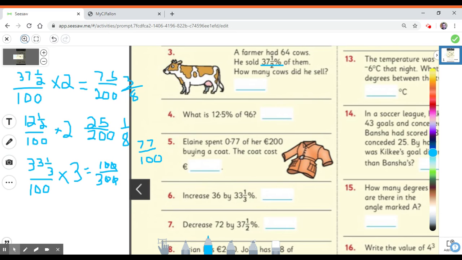So to increase this by 1/3, we will divide by the bottom, multiply by the top, and whatever answer we get, we'll add it on. That's important. We add it on for increasing, okay?